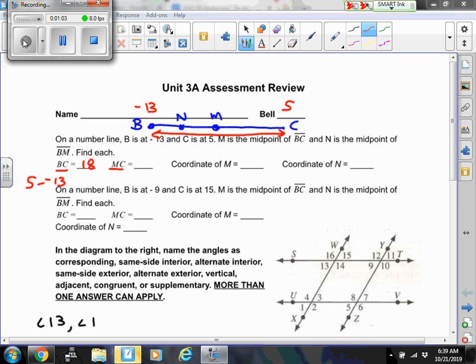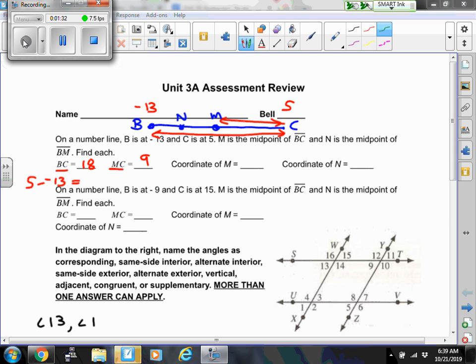That works every time. Now, if you get a negative number, you make it positive because we don't refer to lengths as negative. Now, MC is from here to here. That's half of what we just got, so that's 9. We didn't have the coordinate for M yet, but we can get that in a second. We can't do the subtraction there because we didn't need to. It's 18 and half of 18 is 9.